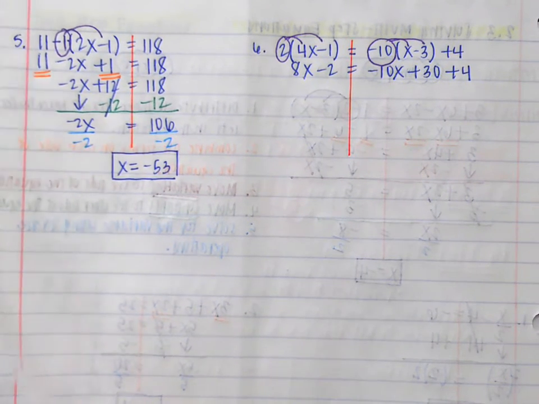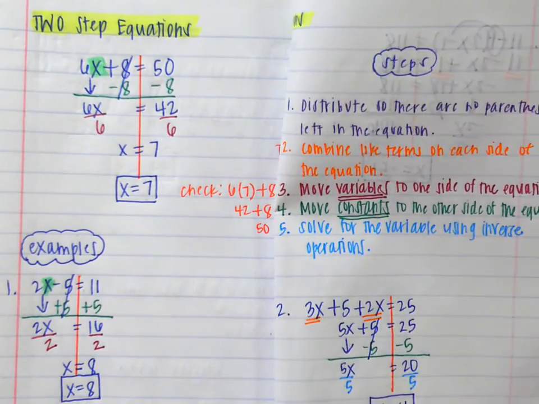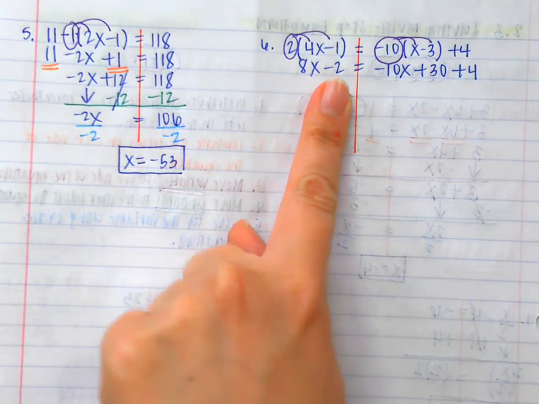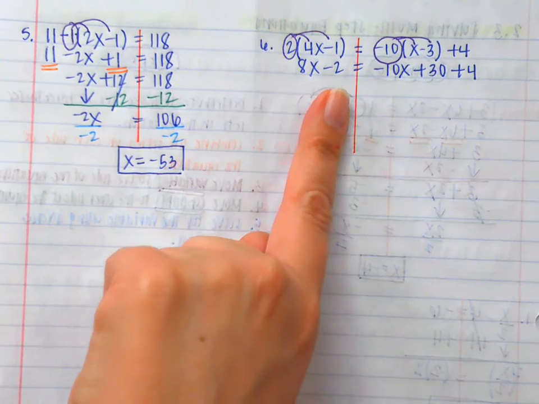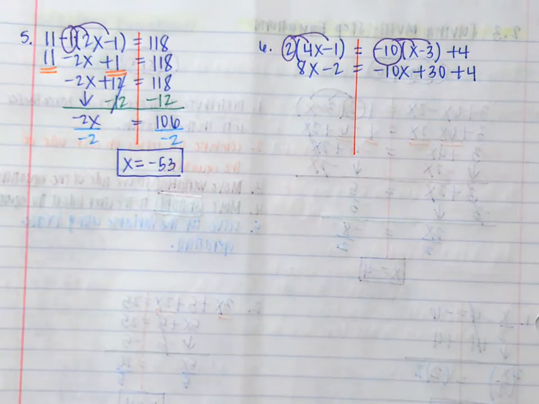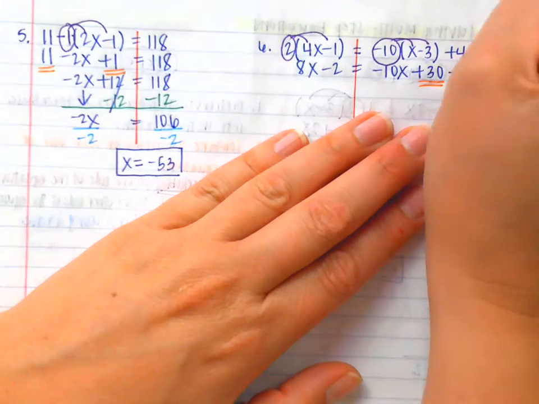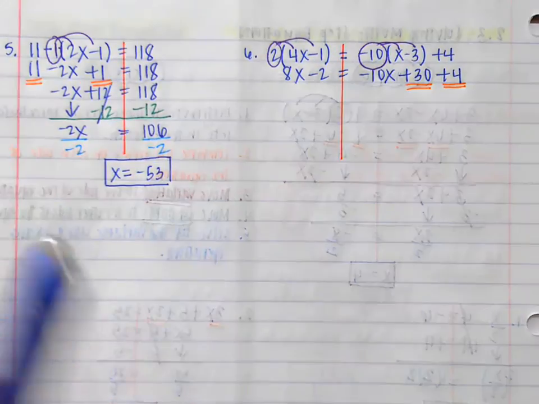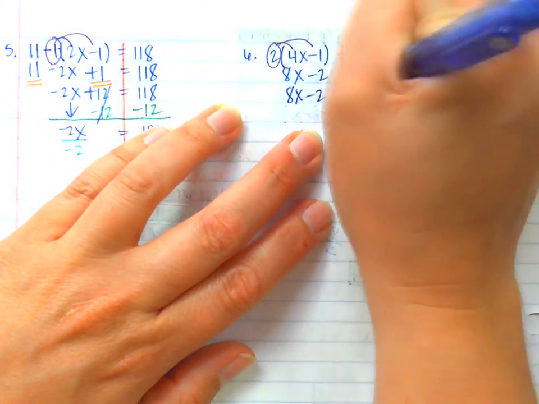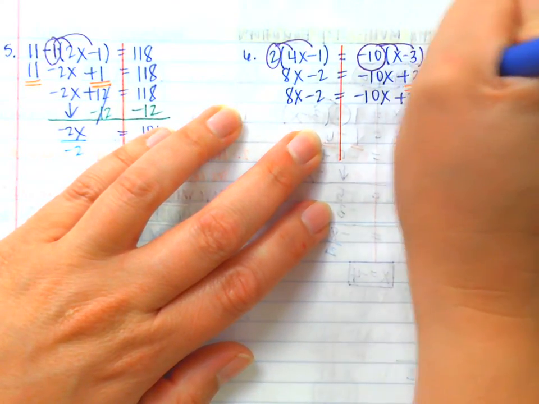Okay, so then I look, combine like terms on each side of the equation. So 8x minus 2, are there any like terms on the left side? No. Negative 10x plus 30 plus 4, are there any like terms on the right side? Yes. So I'm going to combine the 30 and the 4. So this side I'm just going to bring down 8x minus 2 equals negative 10x, and then 30 plus 4 is 34.